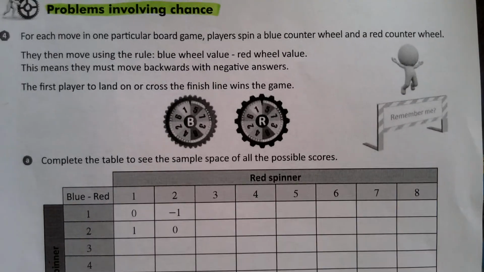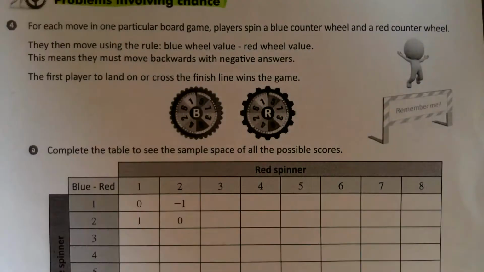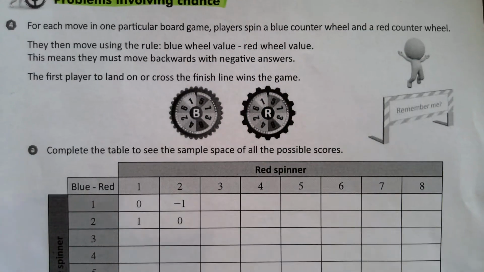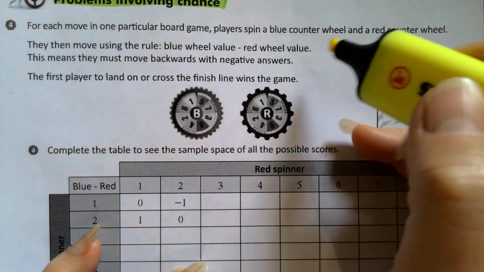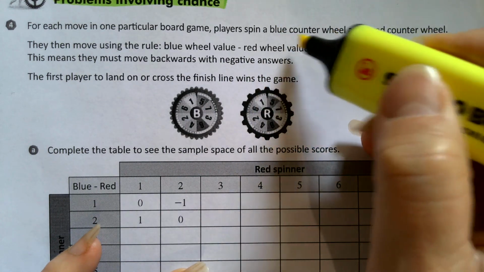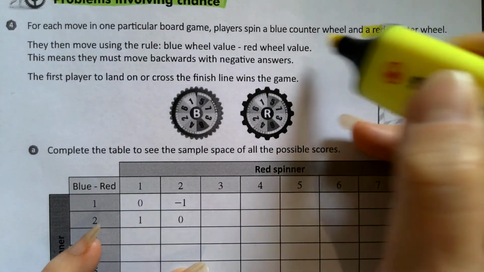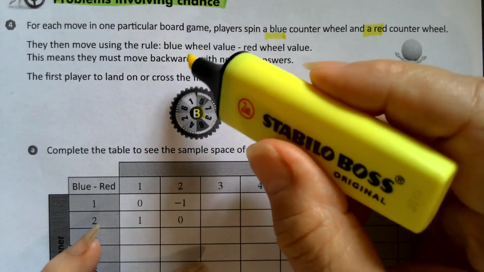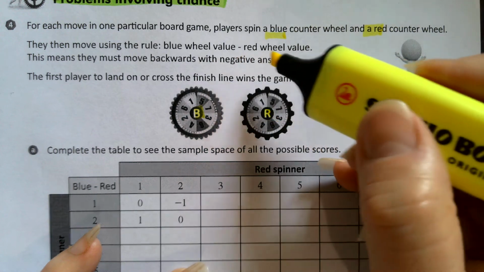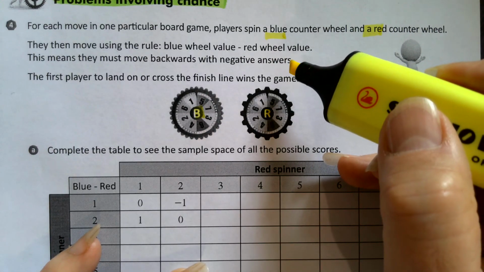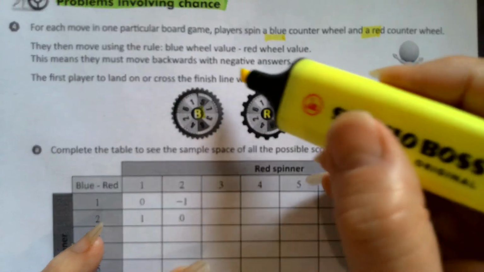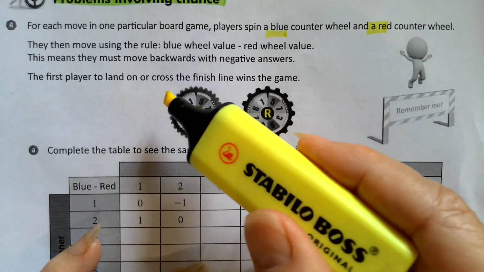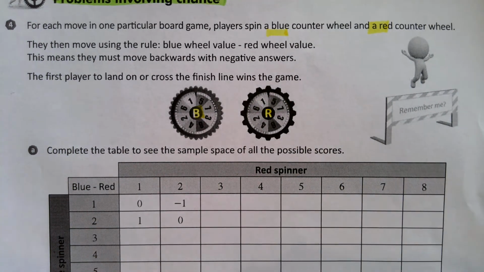And your last page. Remember to highlight. So spinners spin a blue counter wheel and a red counter wheel. Blue and red. The blue value minus the red value is how much they move. This means you must move backwards if you're on a negative answer. So the first player to land on or cross the finishing line wins the game.